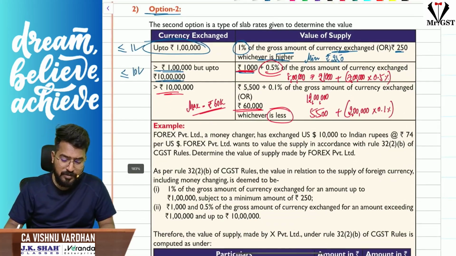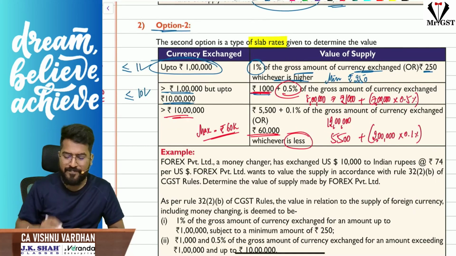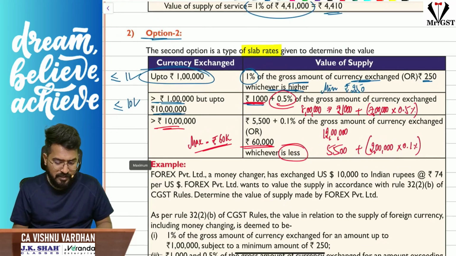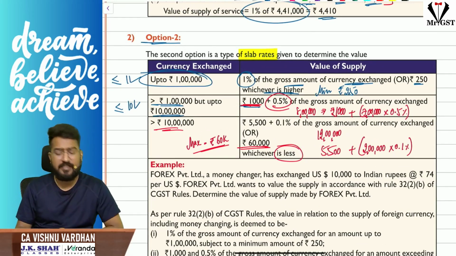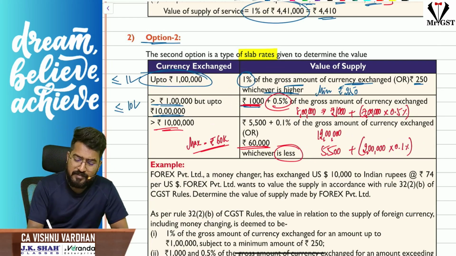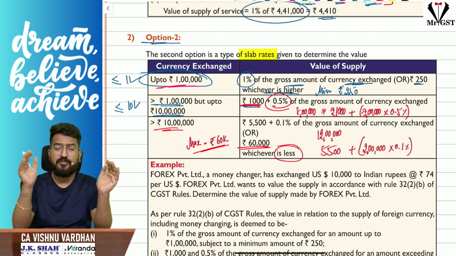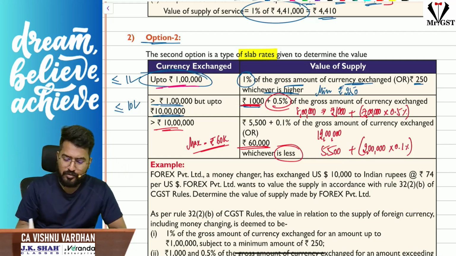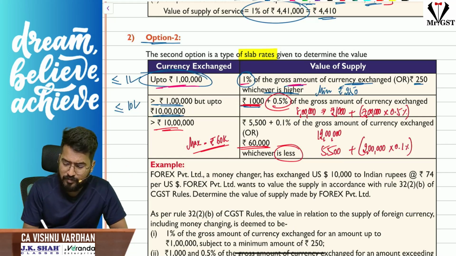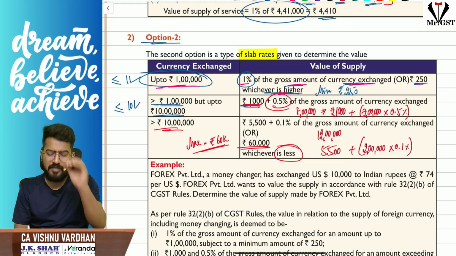The second option is based on the slab rates. Simple. What is in the second option? You see what transaction is involved, what is the value of currency exchanged. If it is up to 1 lakh, that means 0 to 1 lakh rupees, whatever the currency you are exchanging, then what should you do? 1% of the gross amount of currency exchange, or 250 rupees, whichever is higher. That means minimum 250 rupees.